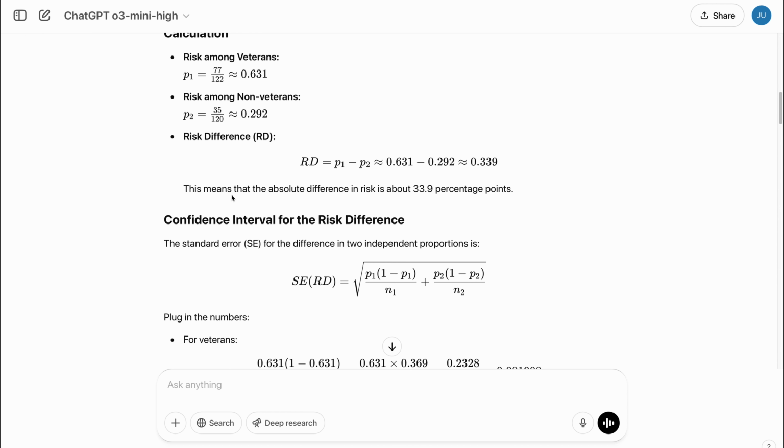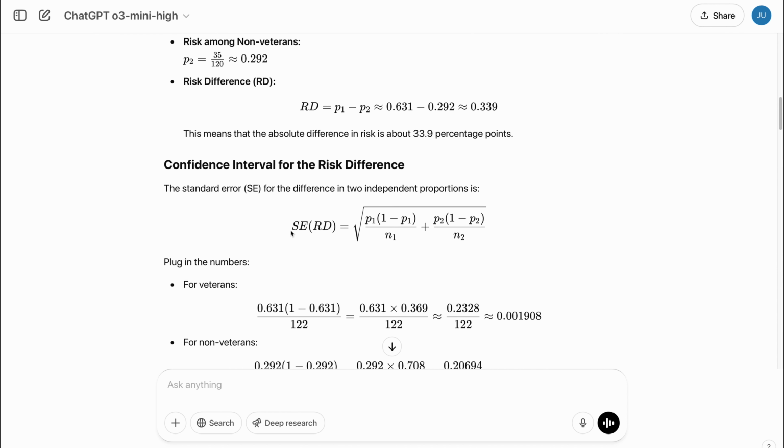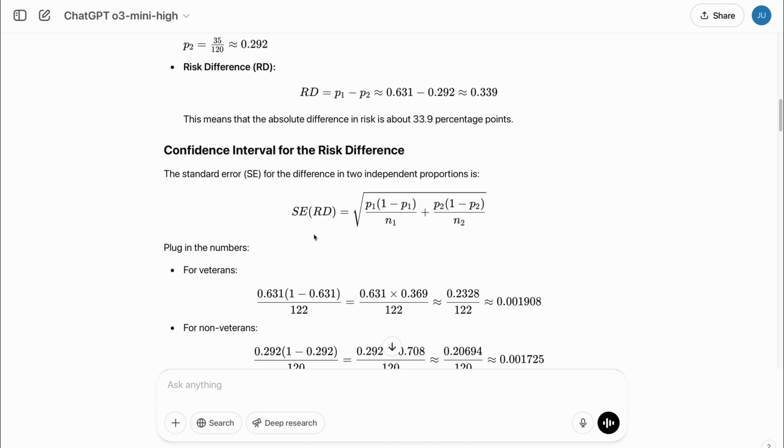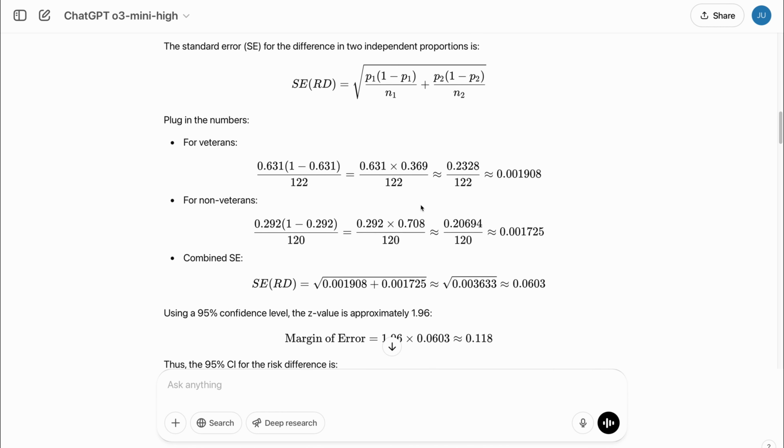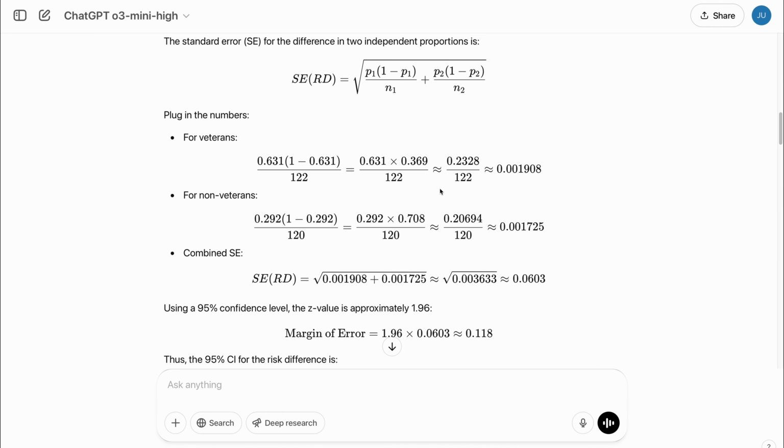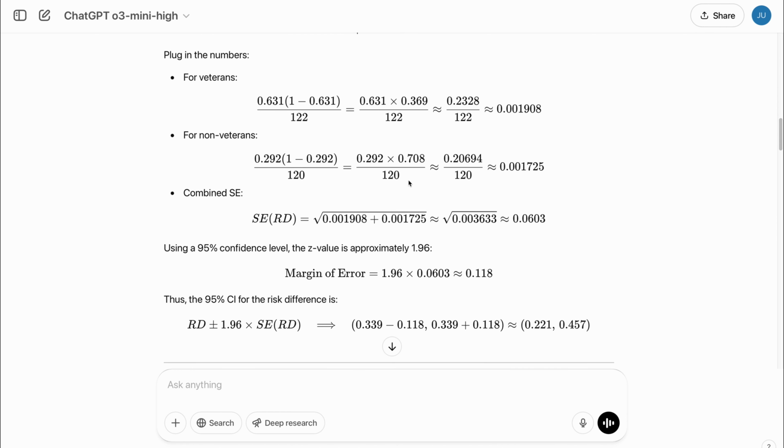And it says this means that the absolute risk difference is about 33.9 percentage points. That's great. It works out the standard error of the risk difference, and we see the equation that we used. We can see plugging in those values. You can pause the video and have a look at that. That looks exactly like ours, and margin of error 1.96 times the standard error.